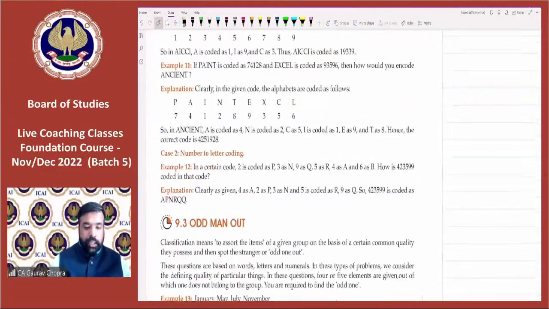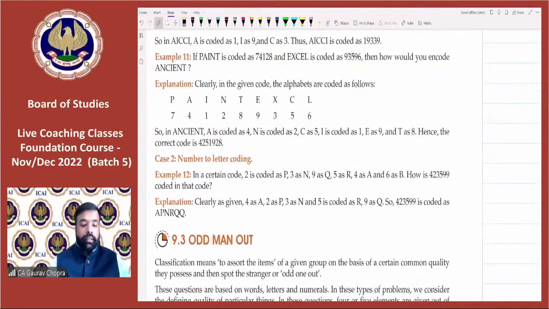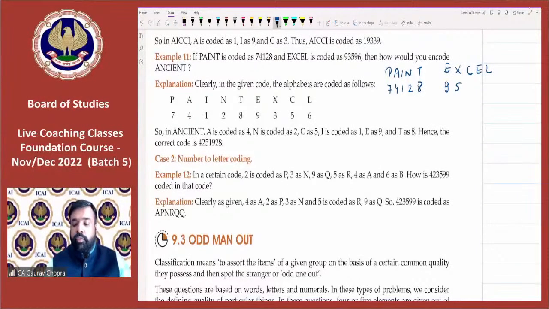Then the next pattern, example 11. Paint is coded as 74128. So let's write paint 74128. Then Excel is coded as 93596. Then how would you encode ancient? We have to encode ancient.